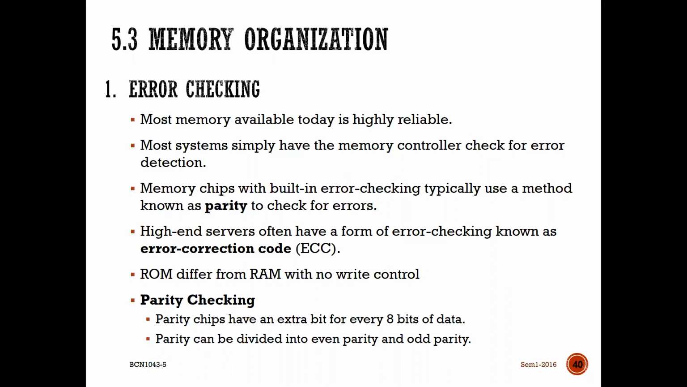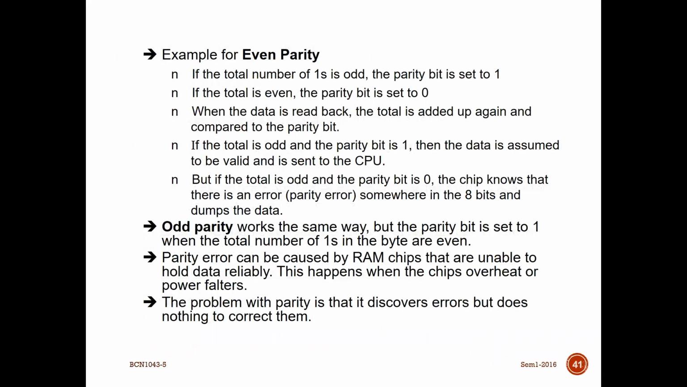Parity checking. Parity chips have an extra bit for every 8 bits of data. Parity can be divided into even parity and odd parity. For example, if the total number of 1s is odd, the parity bit is set to 1. If the total is even, the parity bit is set to 0.